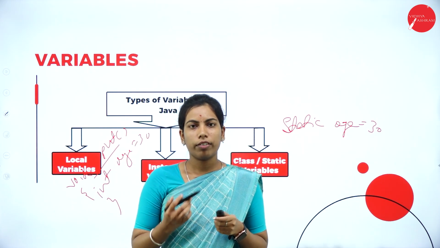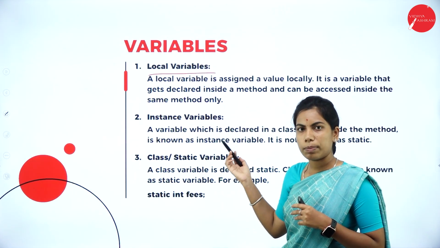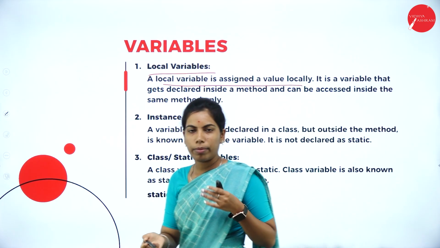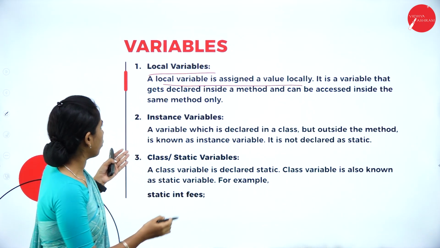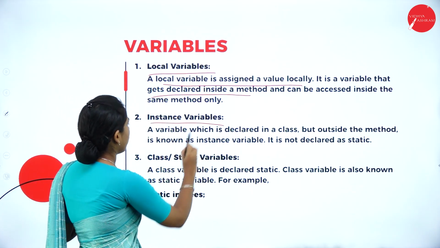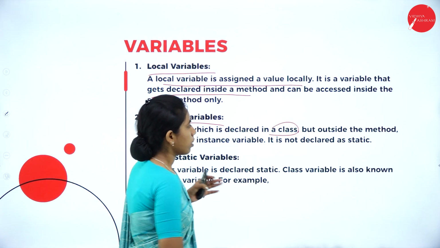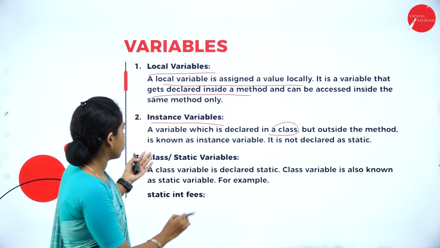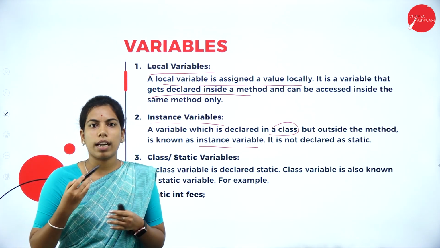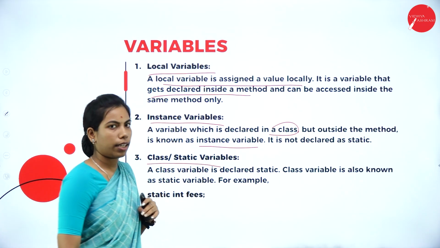So let's get into the definition. Here you can see a local variable, as I already explained in the previous slide. A local variable is assigned a value locally, but inside the method only we have to declare it. And come to instance variable, a variable which is declared within the class but outside the method is known as an instance variable. It's not declared as static. Without the static keyword we can declare an instance variable. And come to class or static variable.